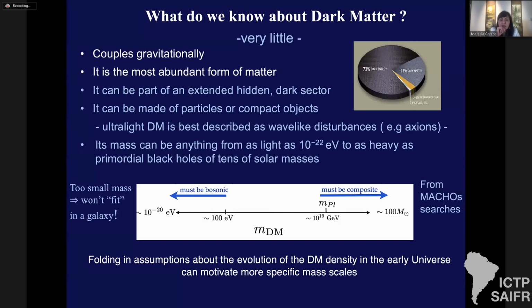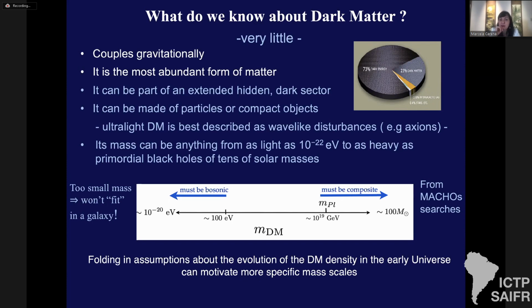Okay, so the point is, what do we know about dark matter? And the answer is very little. We know it couples gravitationally, the same as regular matter, but it's not baryonic. We know that it's the most abundant form of matter. It's interesting here, we know that it can be a part of an extended Higgs sector. So it can be just the dark matter in the Higgs sector, or it can be a very rich Higgs sector with some mediators that connect dark matter to us, or that connect those mediators with some portals like the Higgs or neutrinos. And we also know that dark matter can be particles or can be compact objects.